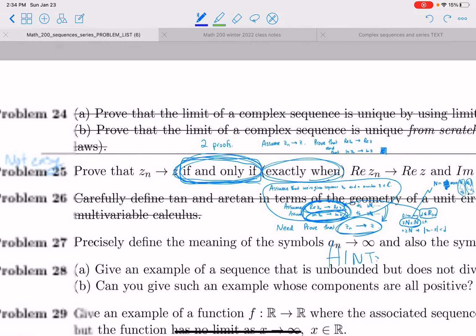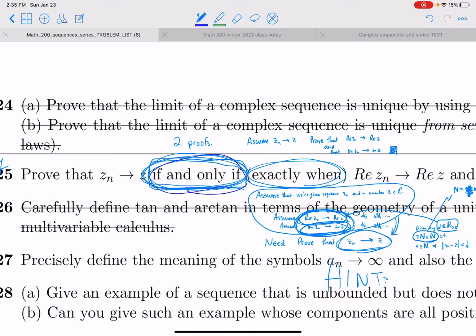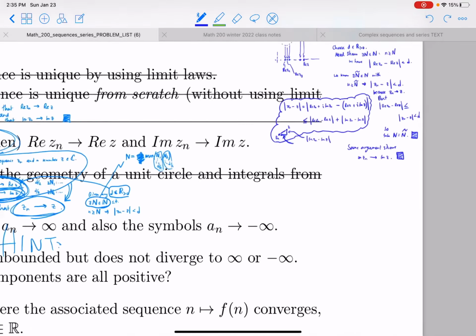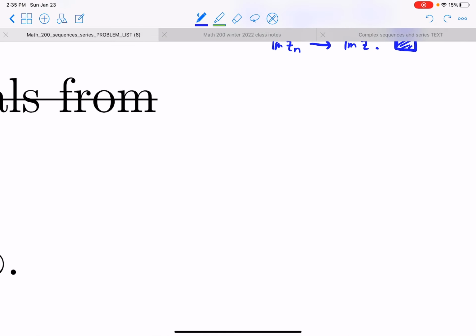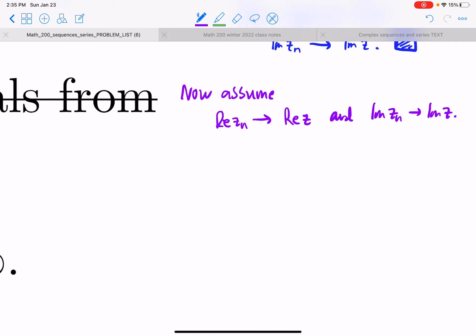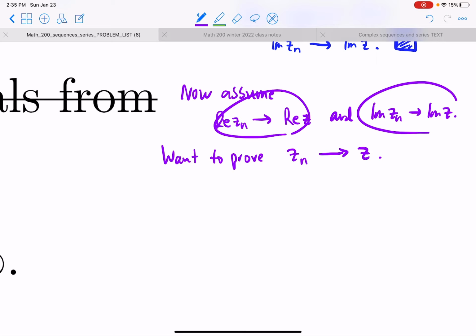We still need, because it asked us to do if and only if, that means we have to now assume the other way. So now let's assume. Okay, so maybe I'll change color. Now, assume the real parts of the Zn converge to the real part of Z. So assume that, and that the imaginary parts of the Zn converge to the imaginary part of Z. Want to prove that the Zn actually converge to Z. Okay, so before we assumed this, but now we're going to assume this and assume this.